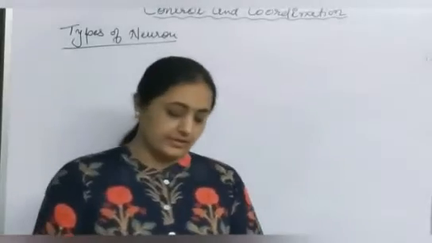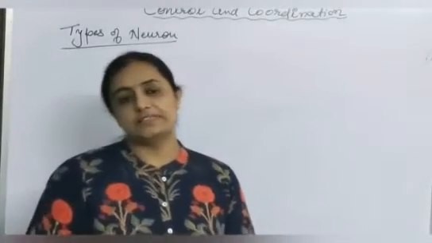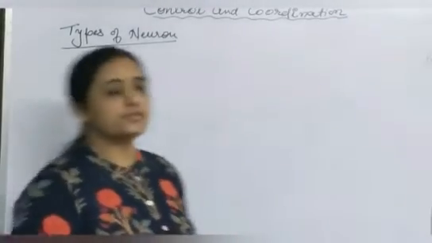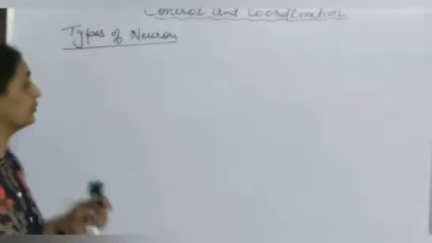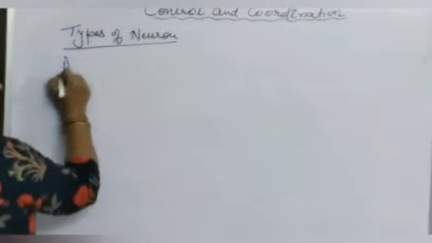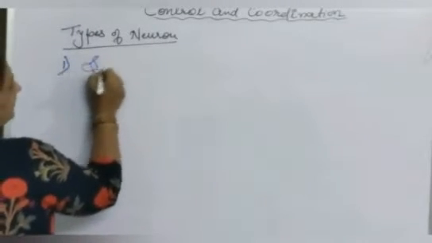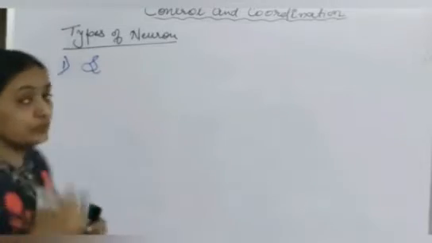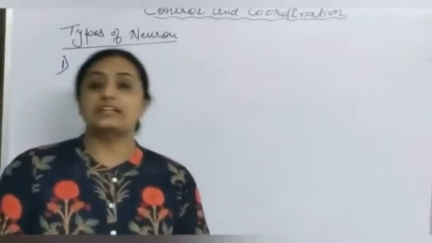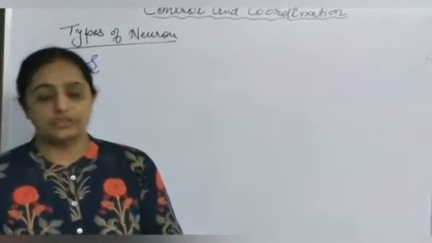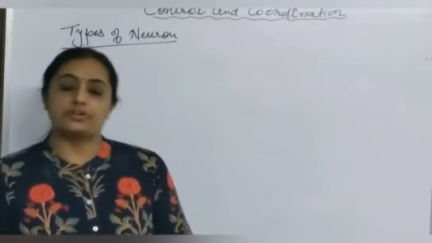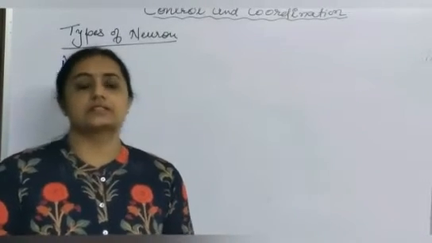Hello everybody. In the last class we discussed the structure of neuron, and today we will discuss the different types of neuron. There are three major types of neuron. These three types of neuron are functional types. We are discussing differentiating neurons with their functions. Functionally, three types of neuron we are discussing here.